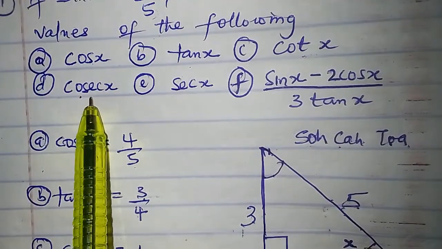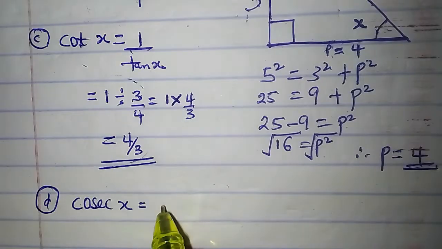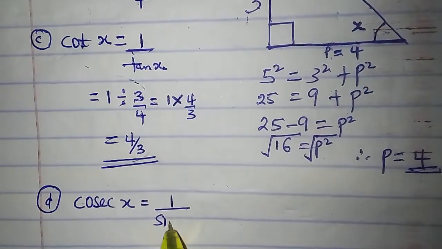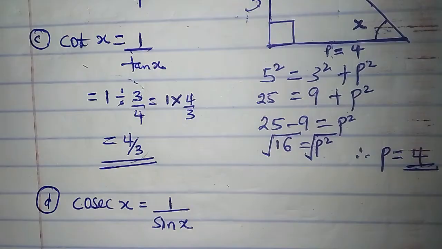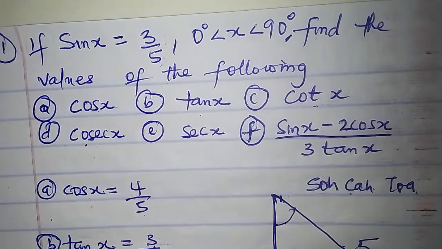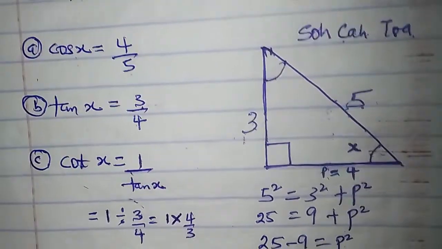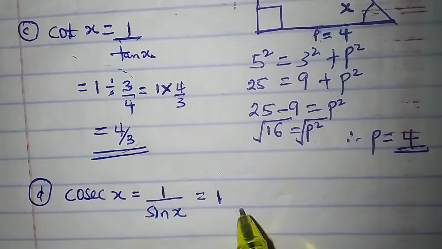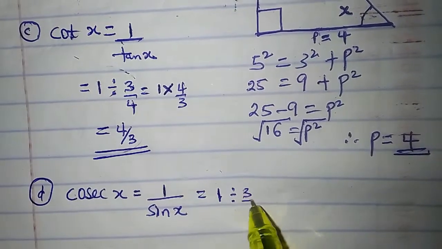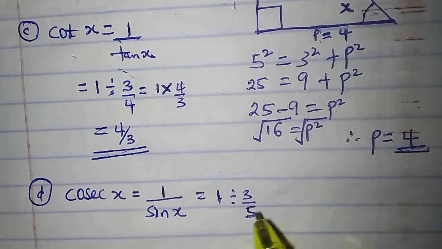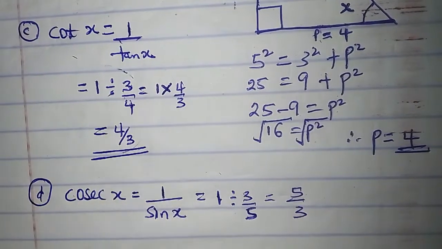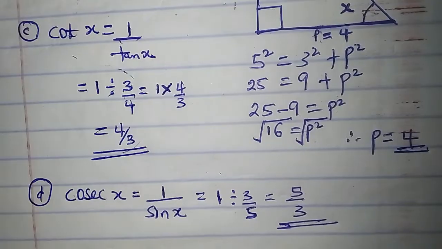So what is cosec x? Cosec x is 1 all over sine x. Good. This must be noted. Sin x is what? 3 over 5. So cosec x will be 1 divided by 3 over 5. Manipulating this, we'll have 5 all over 3, just the same way we did this. So this is our cosec x.